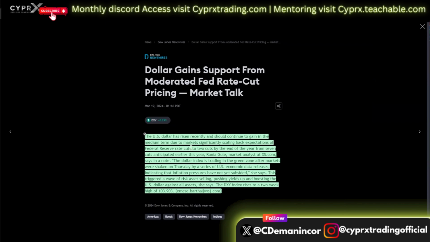2 cuts by the end of the year from 7 cuts anticipated earlier this year. So remember that back at the end of 2023, like October, November, December, the narrative that the Federal Reserve was going to cut interest rates in 2024 really started fueling and pumping up risk assets across the board. We saw stocks go parabolic. We saw Bitcoin really start to gain momentum towards the end of the year last year. And then same with some altcoins across the board gaining momentum.